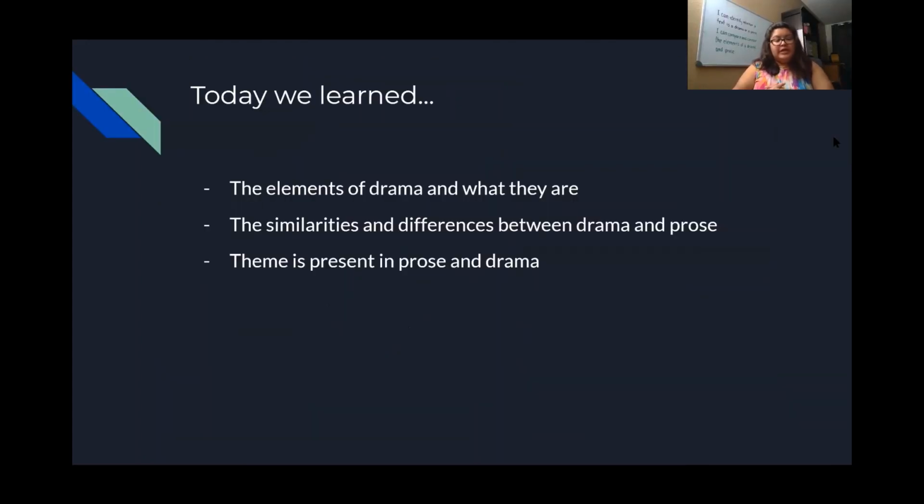So I want you to think about this, all right? So today we learned the elements of drama and what they are, right? We learned the similarities and differences between drama and prose. And if you think back to our compare and contrast, when we had drama versus prose, a theme is present in prose and drama, right? So if you were to go back and read the prose version of The Grasshopper and the Ants, and then read through the drama version of it, you would be able to see that there's a theme in both, right? If you were to read a prose and a drama that weren't the same story, you would be able to find a theme in both, right? Maybe they're the same, maybe they're not.